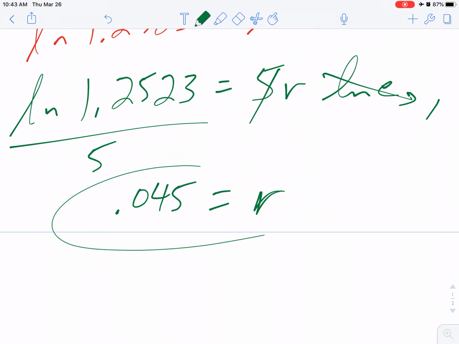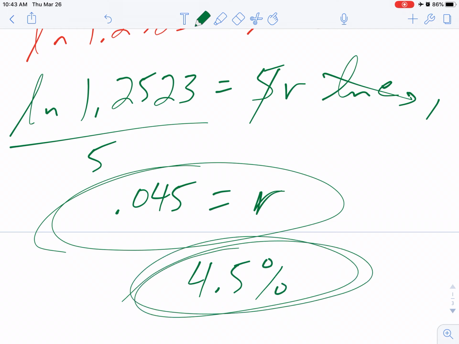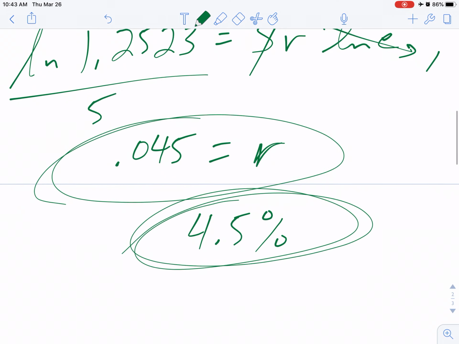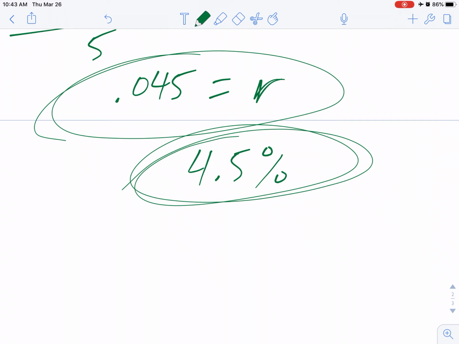Okay, that's an acceptable answer. If you want to put it in percents, that's the way the textbook would probably write it. Okay, so 4.5% is the growth rate, or the interest rate in this case. The other thing they ask you to calculate is the doubling time. Okay, remember, doubling time is how much time does it take to double what you started with.